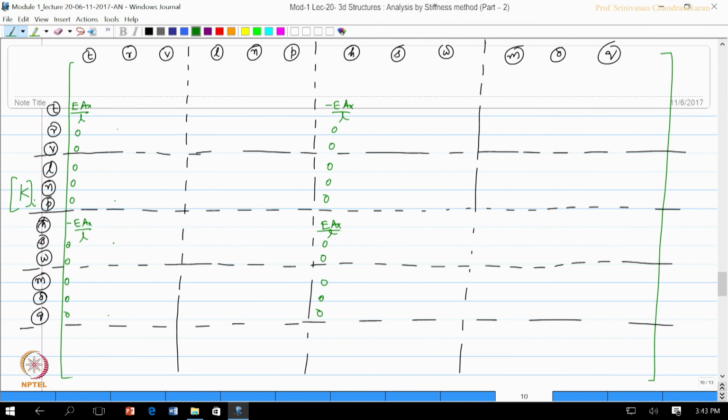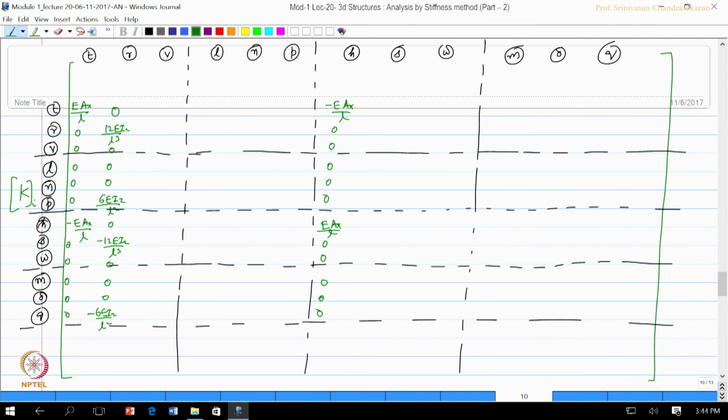Okay. R and S are reactions, P and Q are moments. Therefore, in simple terms, this will be 6 E I Z by L square, Q will be again minus 6 E I Z by L square. The reactions will be 12 E I Z by L cube and minus 12 E I Z by L cube. So, 0, 0, 2 zeros, 0, 0, 2 zeros.